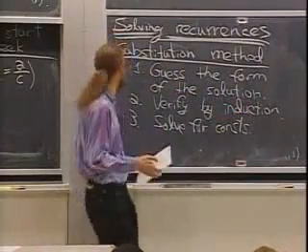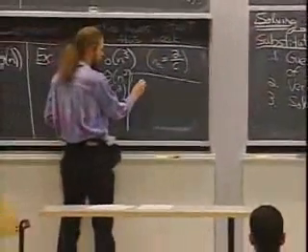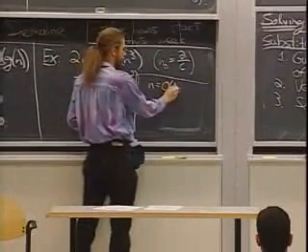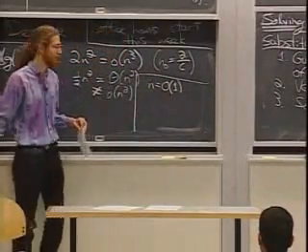For example, this is a total aside in the lecture notes. Suppose you want to prove that n equals order 1. This is a great relation. If it were true, every algorithm would have constant running time. So this is not true.